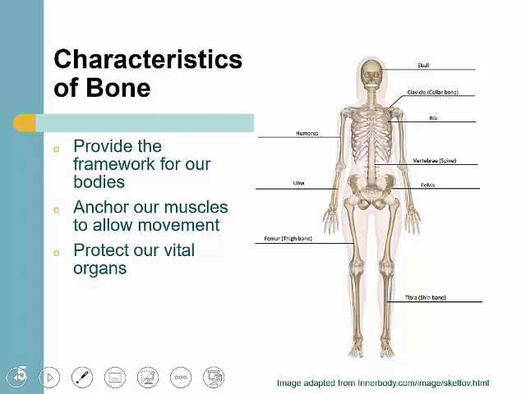It allows us anchor points for other parts that we need to function, like our muscles, and it also provides protection, particularly for the upper thoracic organs like the heart and the lungs, and then in the pelvis as well, like the reproductive organs that we have.